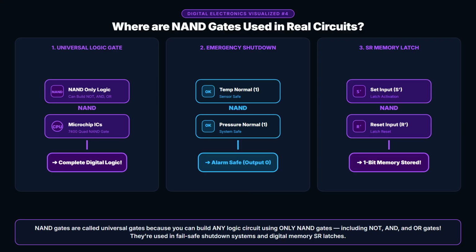NAND gates are called universal gates because you can build any logic circuit using only NAND gates, including NOT and OR gates. They're used in fail-safe shutdown systems and digital memory SR latches.